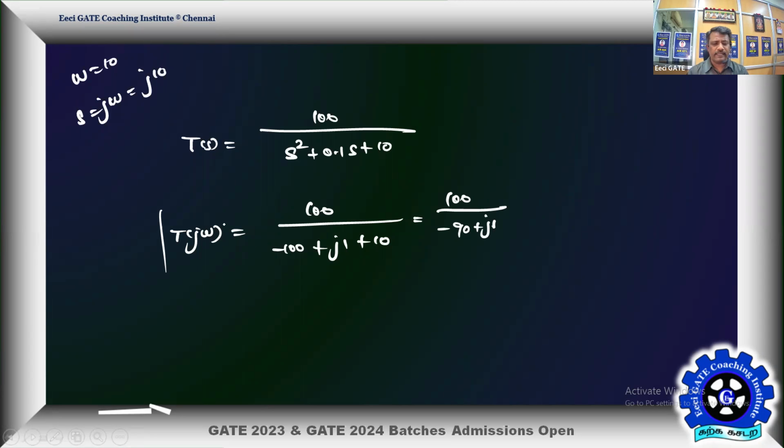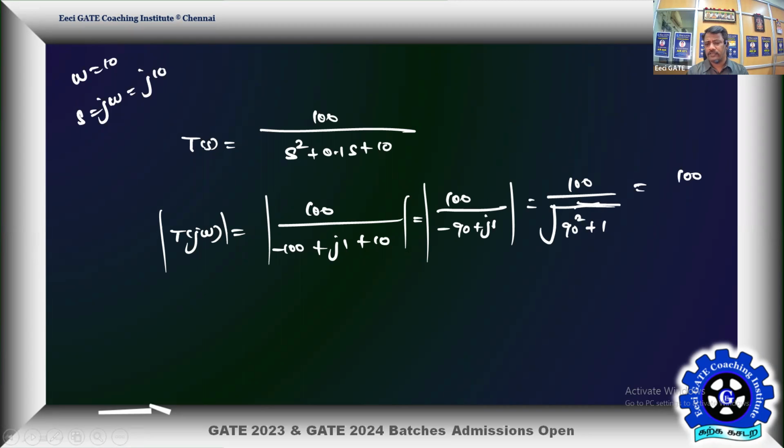We are looking for only the magnitude. Yes, focus on that. So the result is going to be 100 divided by root of 90 square plus 1. Comparing to 90 square, 1 is nothing. Therefore, let me reduce this to approximately 100 by 90. Root of 90 square is 90. Then 100 by 90, that's your M magnitude.